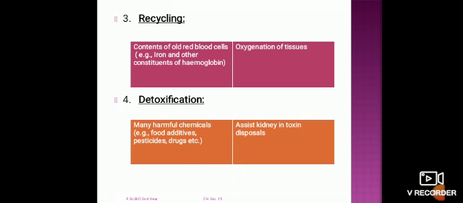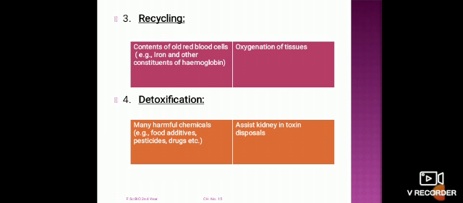The liver also performs a main function in recycling. The contents of the old blood cells, the red blood cells that are worn out or whose life has completed, for example iron and other constituents of hemoglobin, are recycled, and in the oxygenation of the tissue it provides oxygen to the tissues. It also detoxifies and removes metabolic waste.